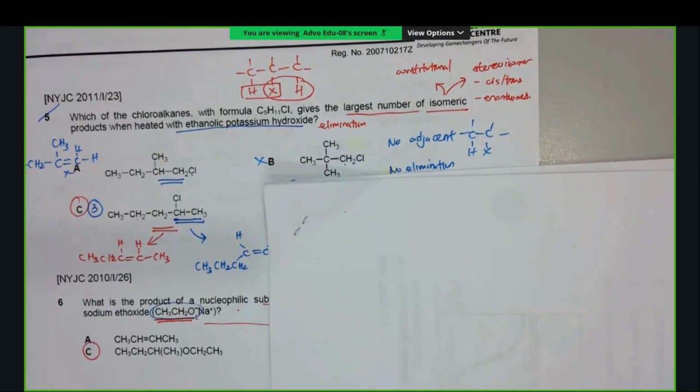So what's the criteria? If you want to talk about cis, then the same groups must be on the same side, and trans on the opposite side. But before I can reach that stage, you must fulfill the two criteria for cis-trans isomerism first. One is the double bond, no rotation. Second, each of the alkene carbons must be bonded to two different groups of atoms. It cannot bond to the same group.